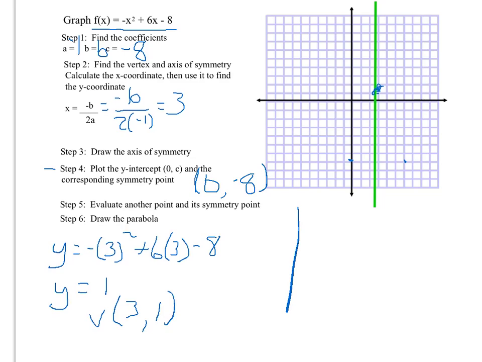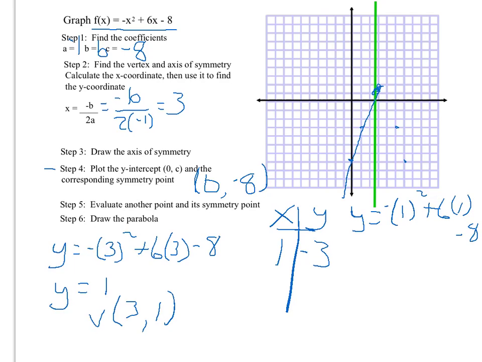So if we just do our little t-chart here, we put 1 in place of x, we go through the math on that, so y would equal the negative of 1 squared plus 6 times 1 minus 8. We wind up getting -3. So we have our point 1, -3 that we can plot right here. And again, we have its mirror image, which would be here. And now we can go ahead and draw our parabola. Obviously, you want to draw it a little smoother than that, but that's kind of the gist of it.